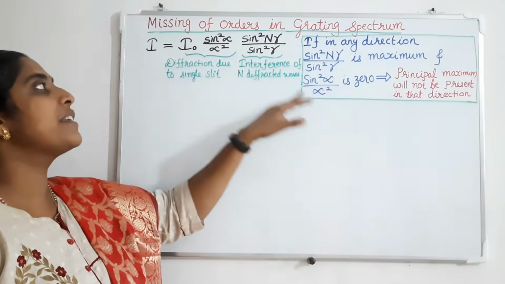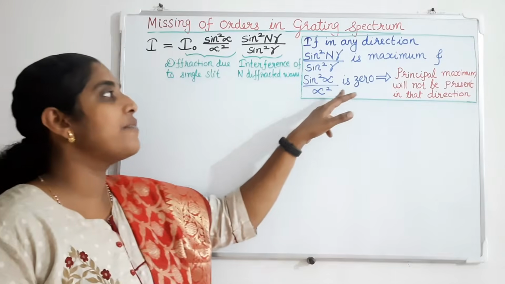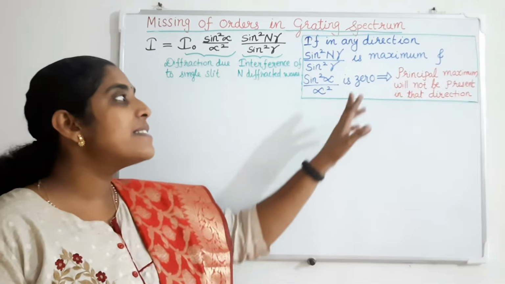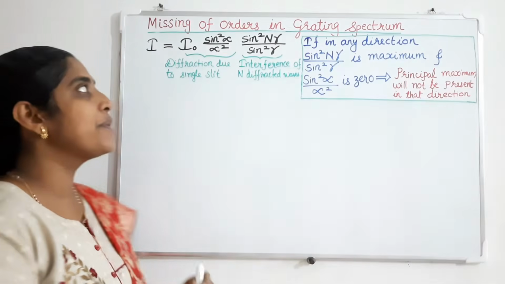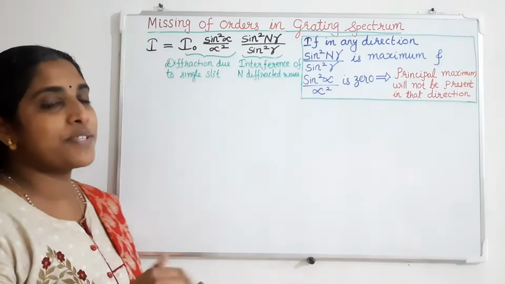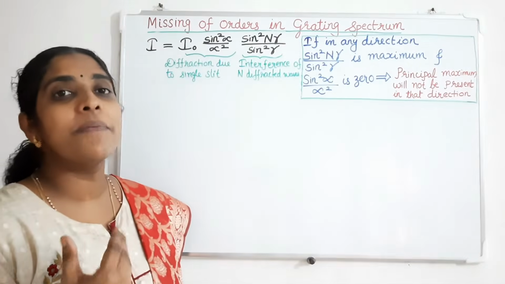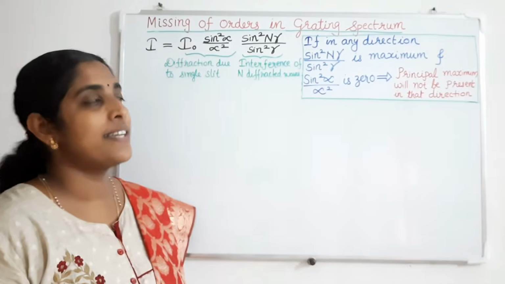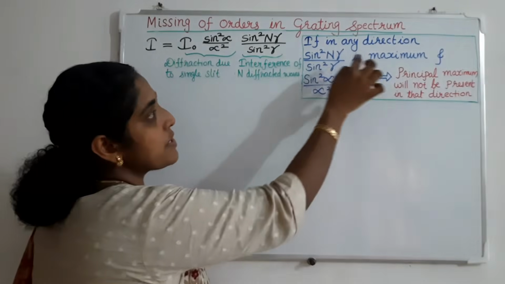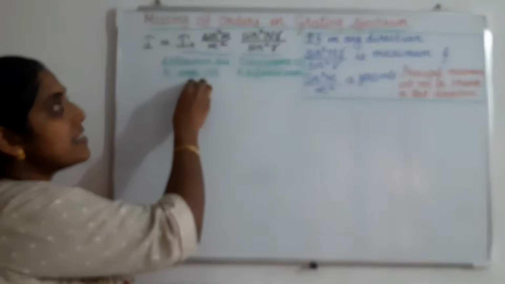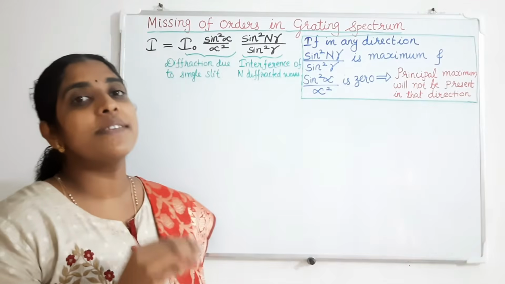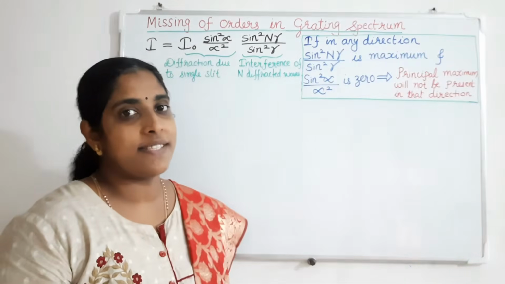Suppose if in any direction this sin square n gamma by sin square gamma is maximum, and in the same direction if sin square alpha by alpha square is 0, what happens? In that case, principal maximum will not be present, because this term leads to maximum value, but the sin square alpha by alpha square goes to 0. We can write the condition for this n diffracted waves maximum and a single slit diffraction minimum, and from that we can find out which orders will be missing in that grating spectrum.